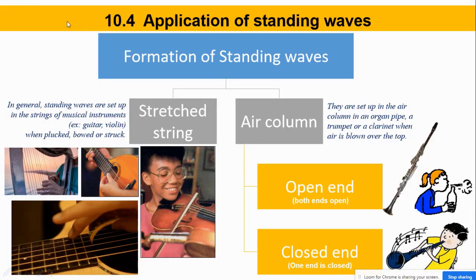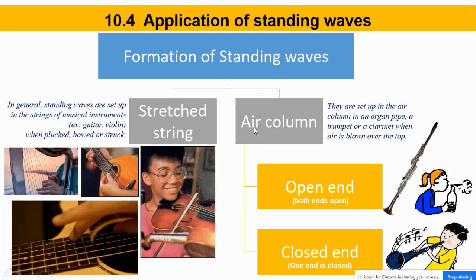Welcome back to subtopic 10.4, Application of Standing Wave. The formation of standing wave produced by stretched string and air column. For the stretched string, in general, standing waves are set up in the string of musical instruments such as guitar and violin when we pluck, bow, or strike it. For the air column, they are set up in the air column in an organ pipe, a trumpet, or a clarinet when the air is blown over the top.